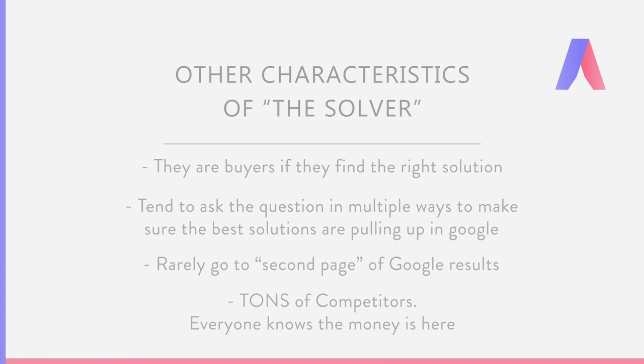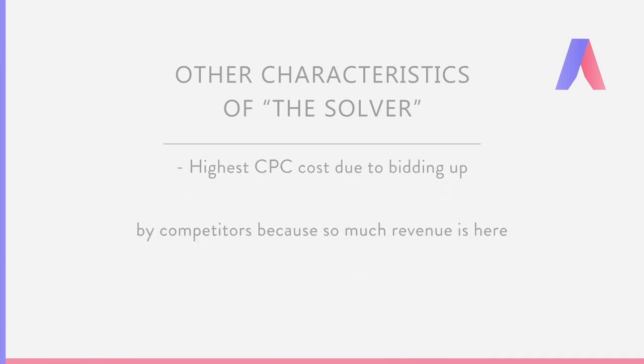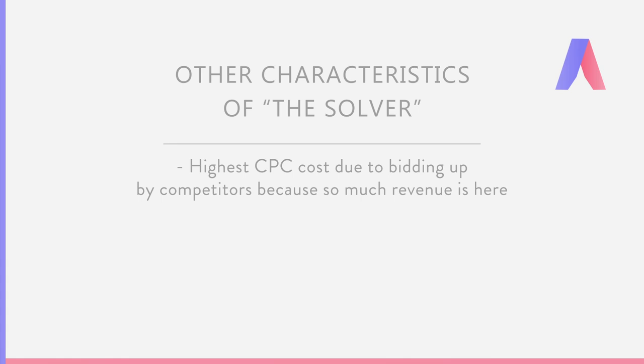Because there's so much competition, it has the highest CPC cost of all, due to bidding up by competitors because there's so much revenue here. But there's money to be made. So if you can figure out how to make money here, you're going to be all over these keywords. There's a mid to low CTR, which creates a very large range of quality scores, which you'll learn about within the solver category of keywords and searches.